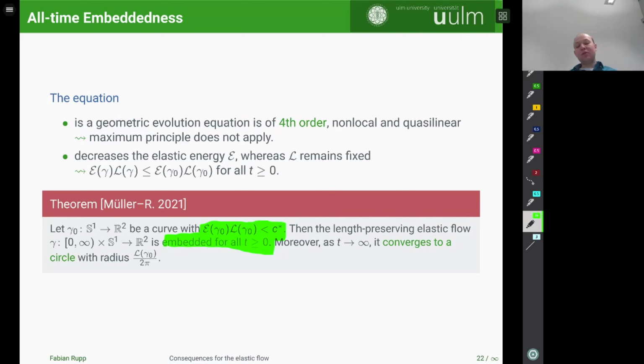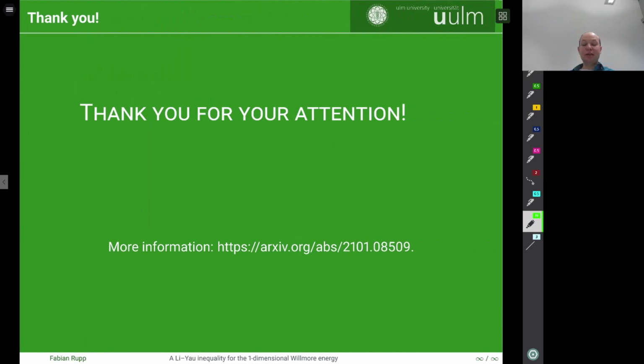Moreover, we can also show that it not only subconverges, but it converges, and we can even classify the limit, which is then a circle with the given radius. So the convergence, maybe one word about that. Since we already have subconvergence by the work of Dziuk, Kuwert and Schätzle, this follows from a Łojasiewicz-Simon inequality argument. Okay, then I would like to thank you for your attention.